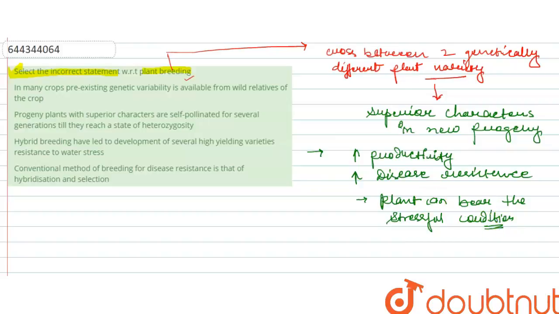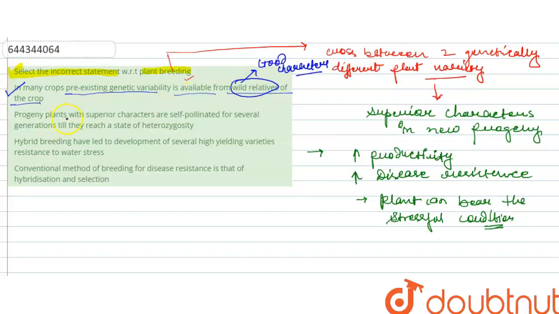So this is plant breeding, and with respect to plant breeding we have to select the incorrect statement. The first is: in many crops, pre-existing genetic variability is available from wild relatives of the crop. This is a correct statement. In wild varieties there are so many good characters present, so we can easily cross with the wild variety also.